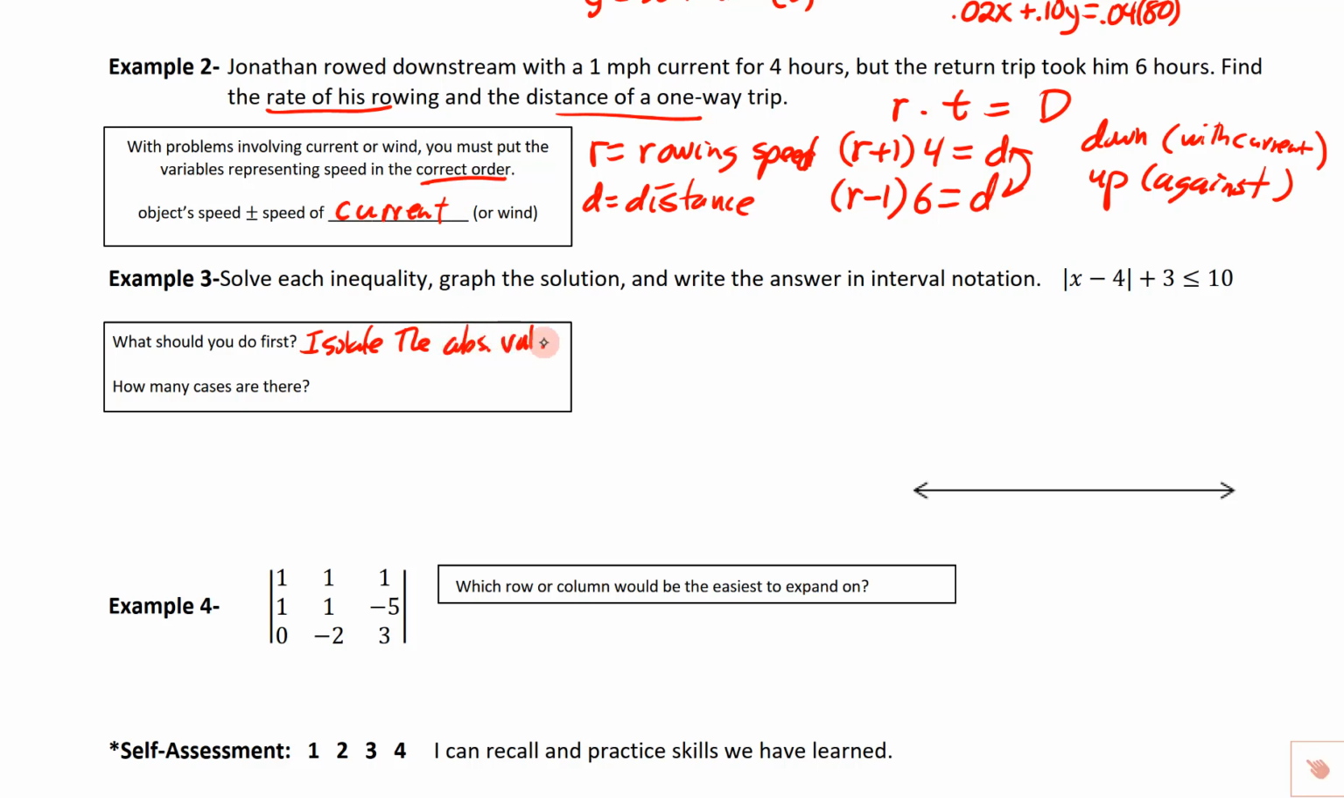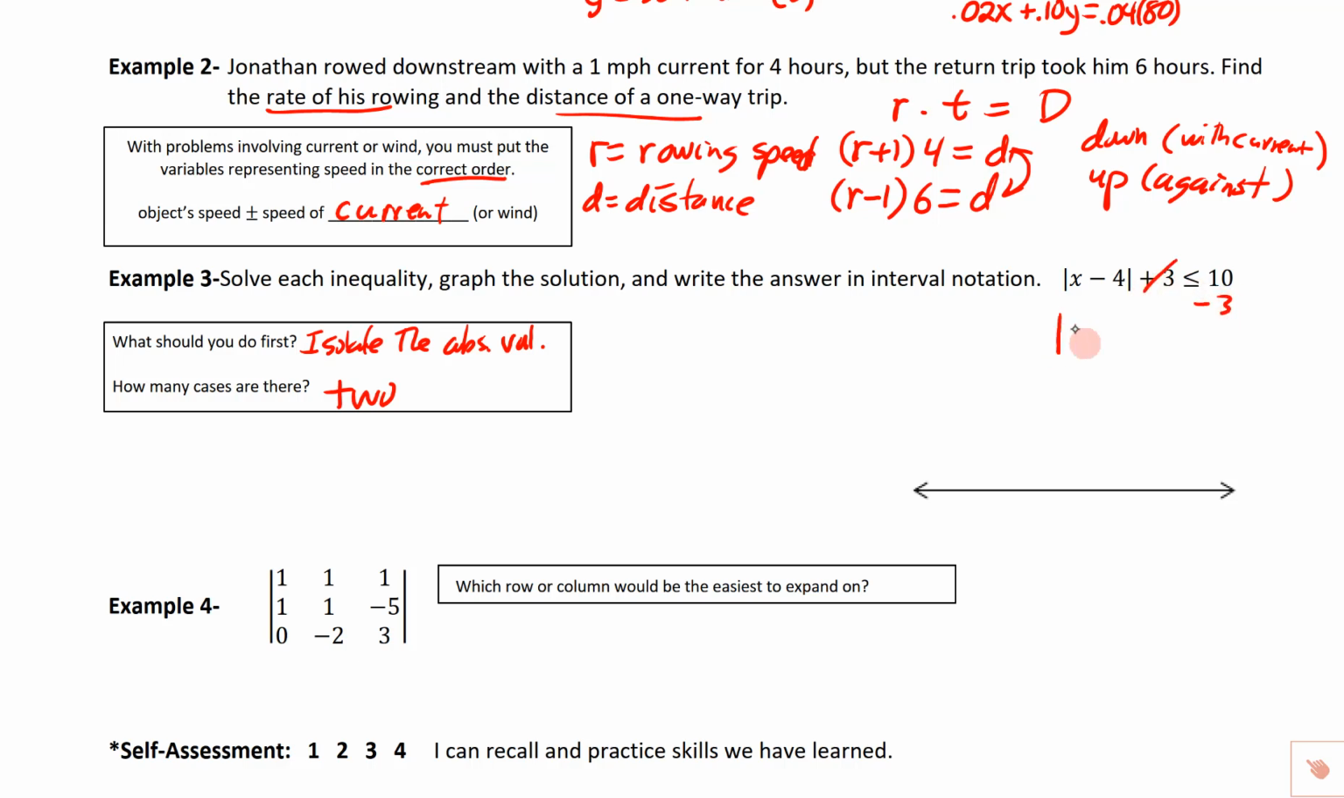Now, how many cases are there? When we're solving absolute value, there are going to be 2 cases almost every single time. Now, we do have those weird cases where we isolate it and compare it to a negative or something strange like that. We do have to be on our toes, but most of the time we're going to end up with 2 cases. So the first thing we'd want to do is subtract 3.